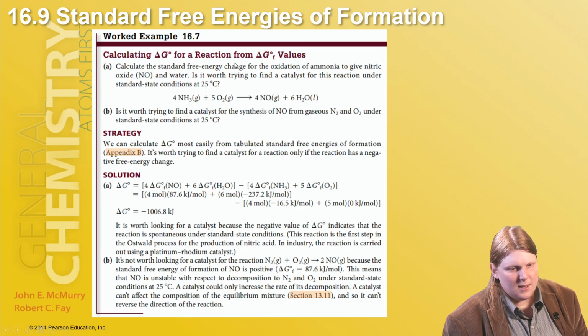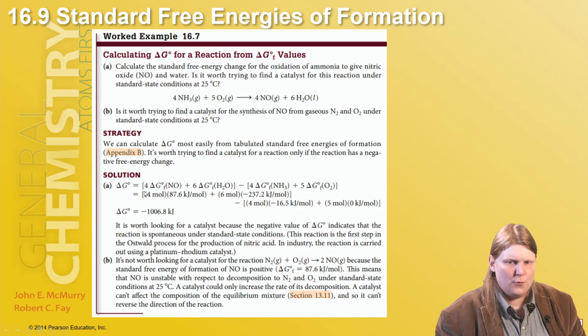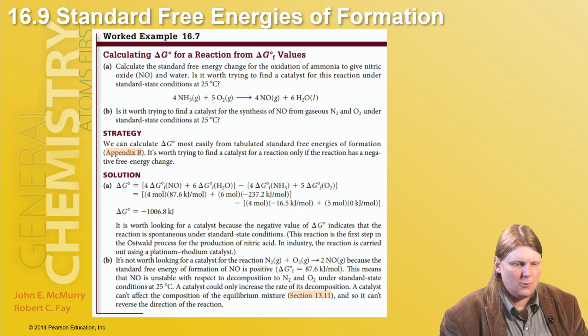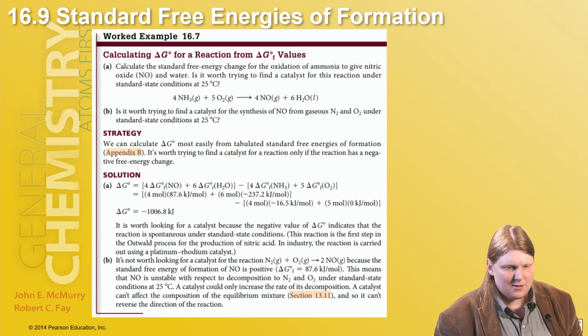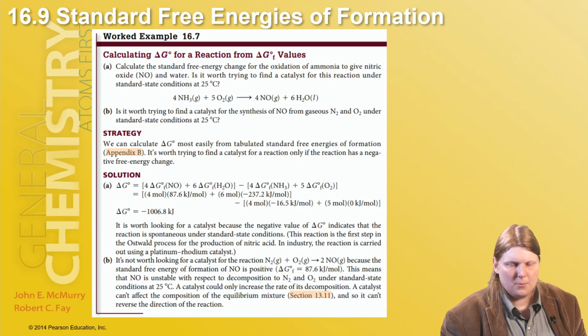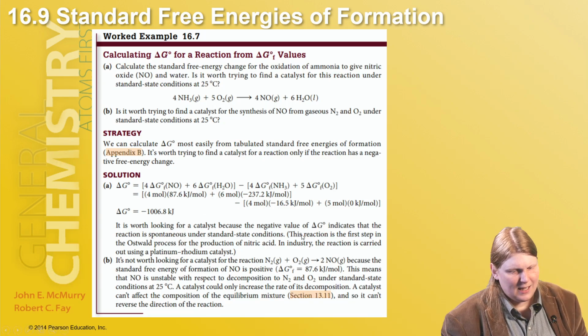They say, is it worth trying to find a catalyst for this reaction? Well, I can only find a catalyst for a reaction if the forward reaction is already favored, if that's what I want to do. If the backward reaction was favored, then no catalyst is going to allow me to turn the reaction around. Catalysts can only increase the speed. They can't change the thermodynamic condition, right? So if delta G is negative, then it's worth finding a catalyst to make that go faster. But if delta G was positive, then it would not be.